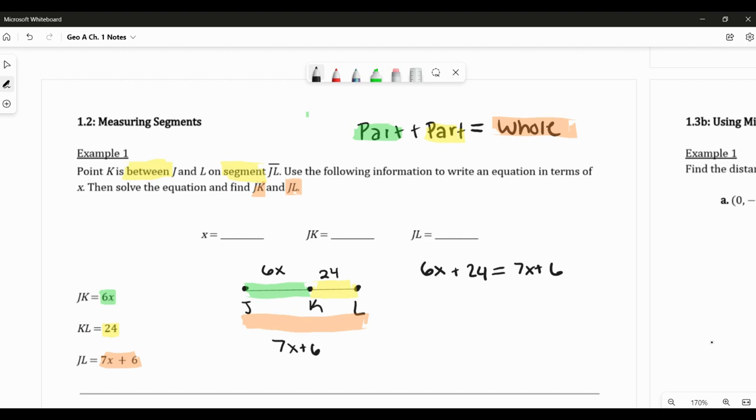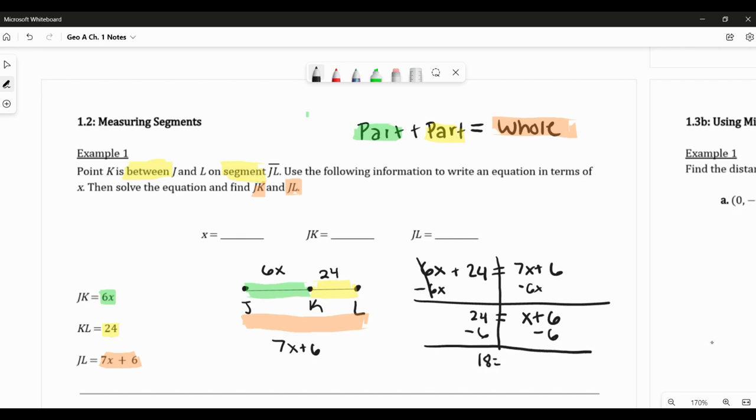All right, so now I have an equation to solve, and so I'm going to draw a line through my equal sign. The first thing that I need to do is get all of my x's on the same side, so I'm going to start by subtracting 6x from both sides of my equation. Those will cancel, leaving me with 24 equals x plus 6. X is not by itself, so I'm going to subtract 6 from both sides, which will give me 18 is equal to x. And we're done, is what I would like to say.